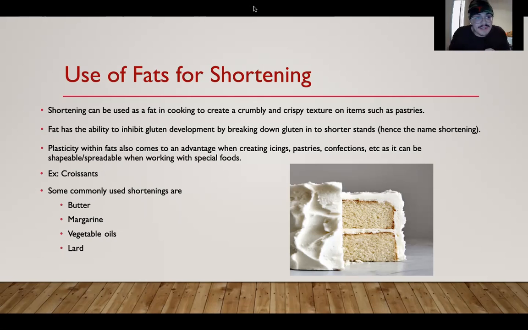So for example, as you see in the picture, we have a cake here, and basically that icing on the outside can hold its shape. So therefore that means that it can stay on the walls of the cake.